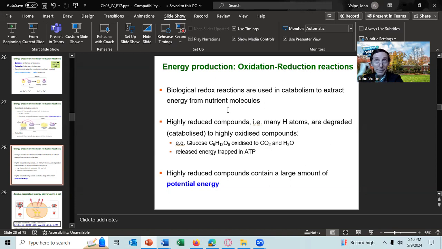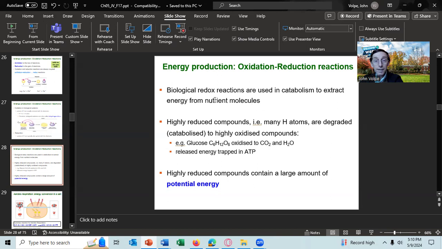Now, do green plants use biological redox reactions? Yes, they do, to get nutrient molecules. And they also can use catabolism to get energy out of nutrient molecules. However, green plants can also do it in anabolism, and we'll talk about that later. In the last 4 slides or so of this lesson, I'll talk about photosynthesis.